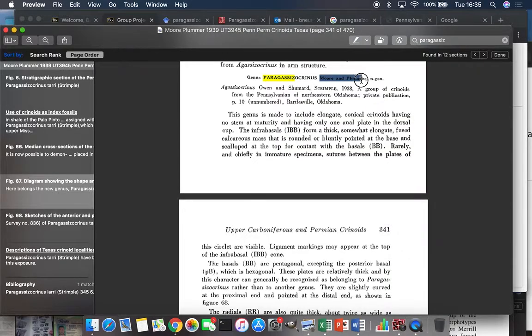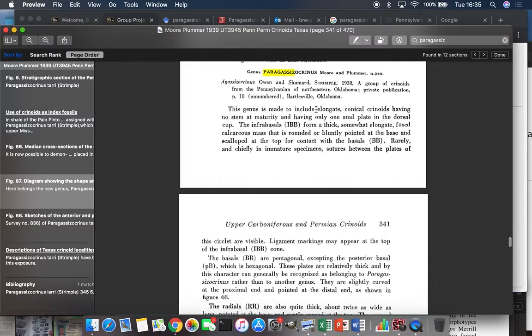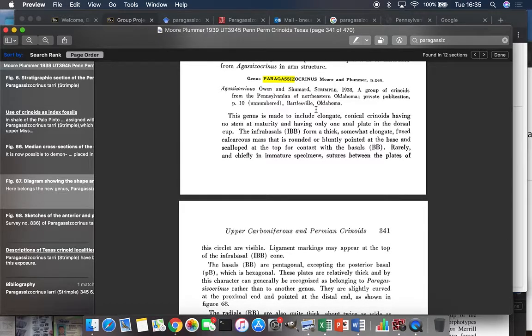And so in this case, it's Moore and Plummer, and it's a new genus. That's what n. gen. means. And so that means this is the paper right here, right now, where they actually describe this thing for everybody to read about forever after. So that's kind of neat. And so right below that, they'll have a list of synonyms. So synonyms are other names that this fossil has had in the past.